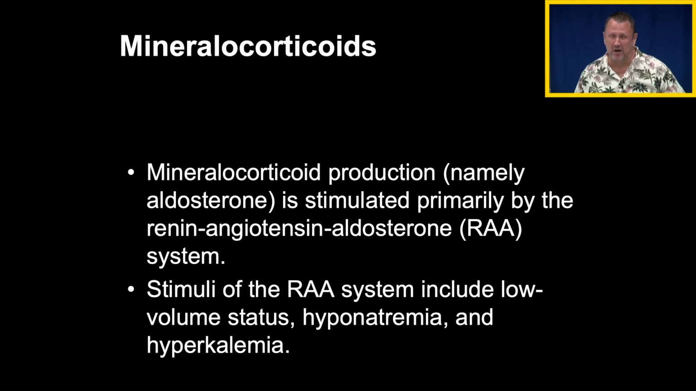It's stimulated primarily by the renin-angiotensin-aldosterone system. Remember, when the kidneys are low on volume, they release renin, which converts angiotensinogen to angiotensin 1. Angiotensin 1 is converted to angiotensin 2, which is also a vasopressor, but also stimulates aldosterone. All right, so those things are related. And again, they're all part of the endocrine system working together to respond to low volume status, hyponatremia, or hyperkalemia.